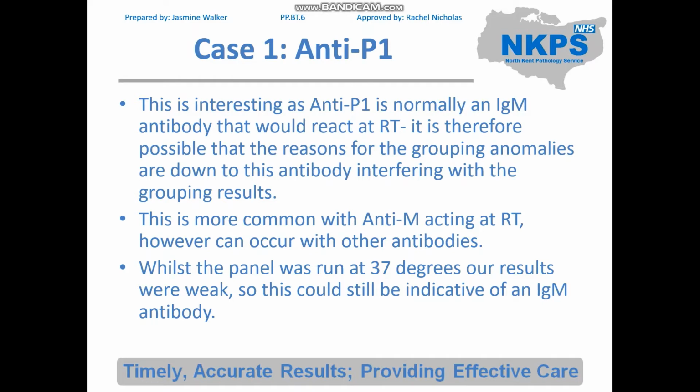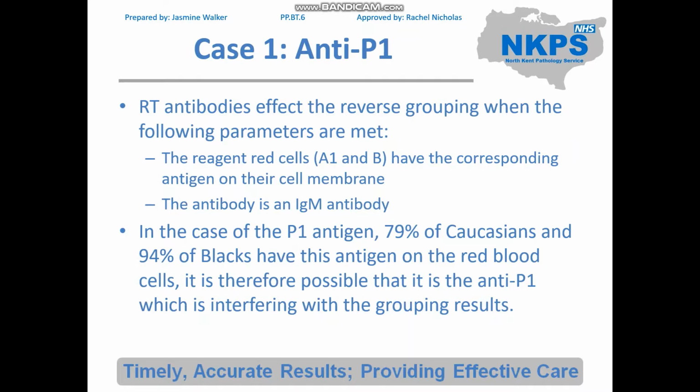This is interesting because anti-P1 is normally an IgM antibody, which would react at room temperature. It is therefore possible that the reasons for the grouping anomalies are down to this antibody interfering with the grouping results. This is more common with anti-M reacting at room temperature, however it can occur with several other antibodies. And whilst the panel was run at 37 degrees, our results were weak, so it could still be indicative of an IgM antibody. Room temperature antibodies affect the reverse grouping when the following parameters are met.